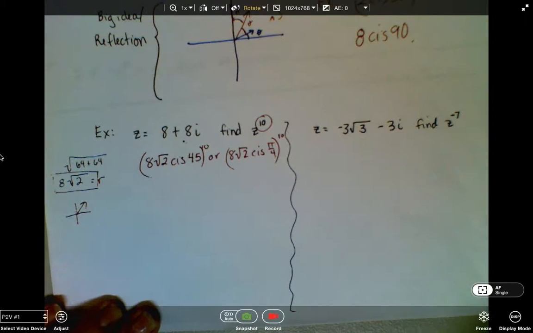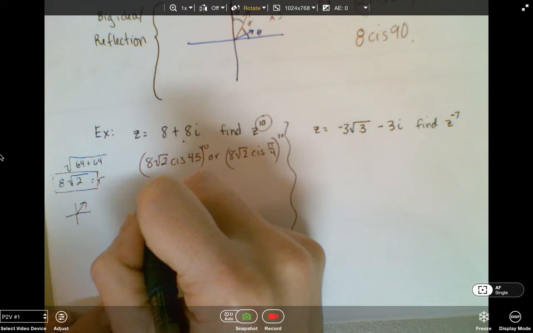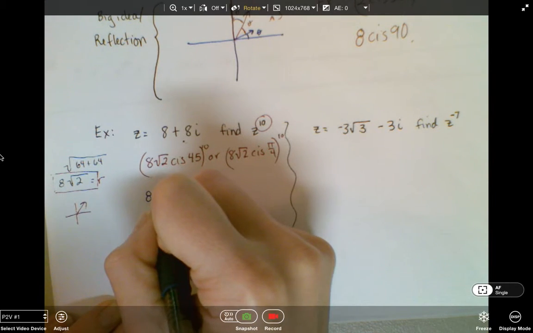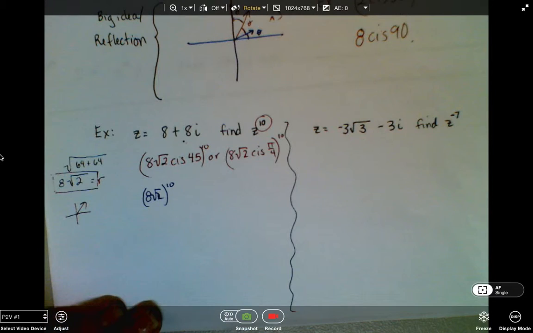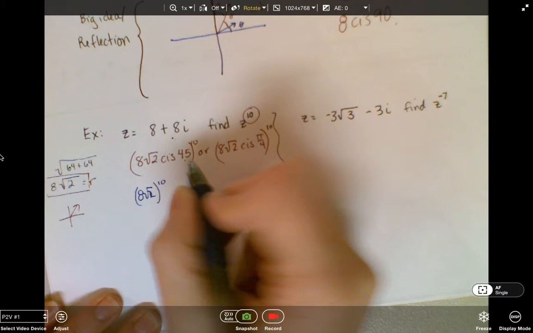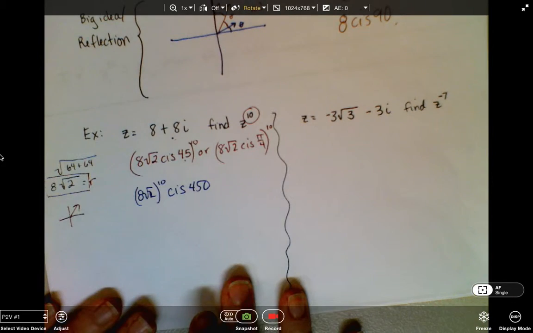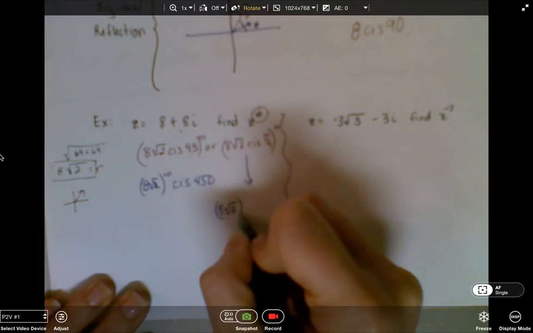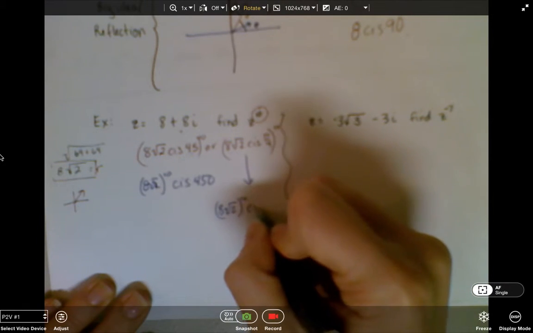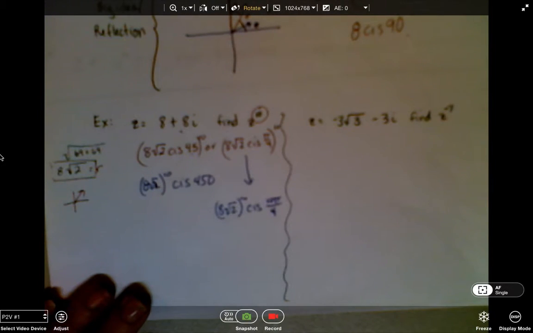So let's apply. I'm going to skip over actually taking 8 root 2 to the 10th and just leave it as 8 root 2 to the 10th to make my life a little easier. If you'd like to calculate that out, you can. And then cis 45 becomes cis, and 10 rotations of 45 degrees is cis 450. Or you could do it with this notation here, which would be 8 root 2 still to the 10th, and then you'd have cis 10 pi over 4, which would reduce to 5 pi over 2.